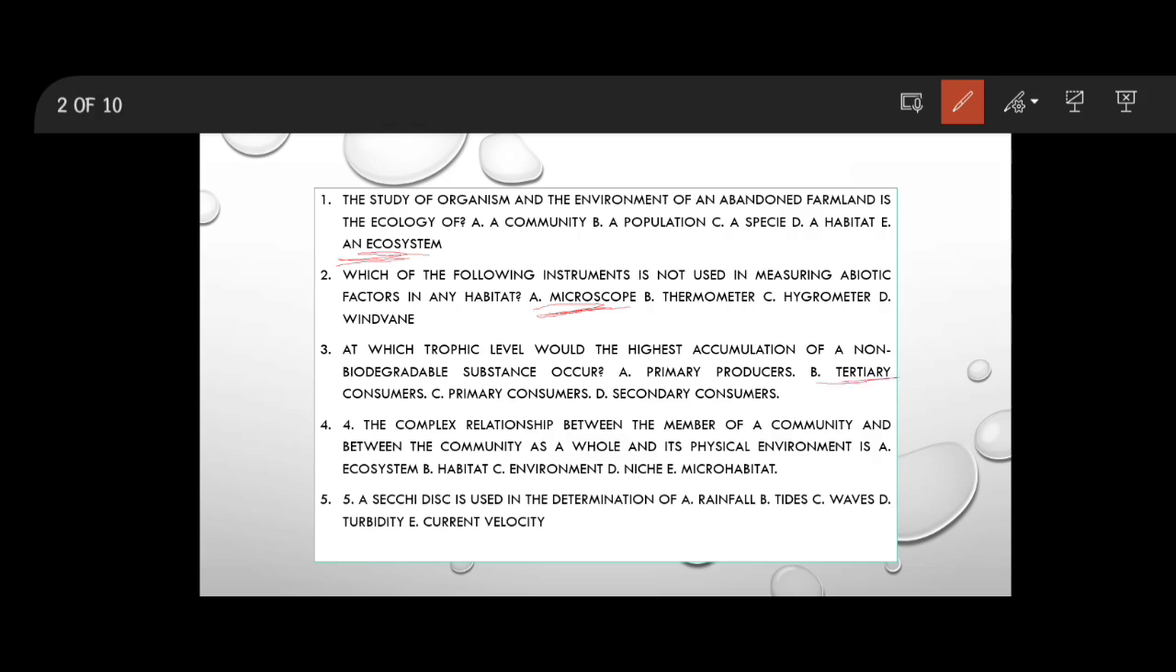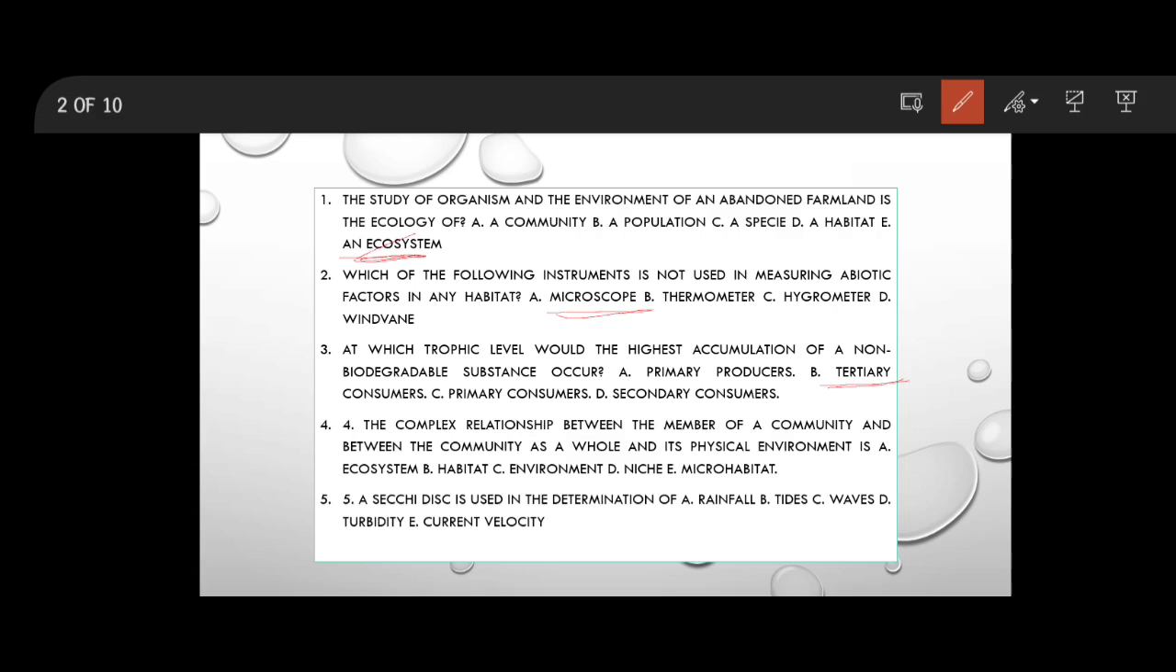Therefore, our answer will be the tertiary consumer. The complex relationship between the members of a community and between the community as a whole and its physical environment is dash. We have the ecosystem, habitat, environment, niche, and microhabitat.